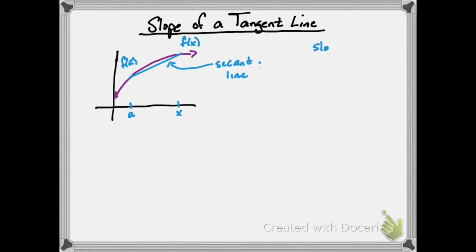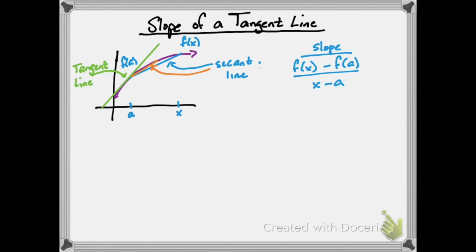If we wanted to find the slope of this secant line, that's just our old school algebra slope, f of x minus f of a over x minus a. But we don't want the slope of the blue line, we want the slope of the green line, the tangent line of f at x equals a. So how are we going to do it?